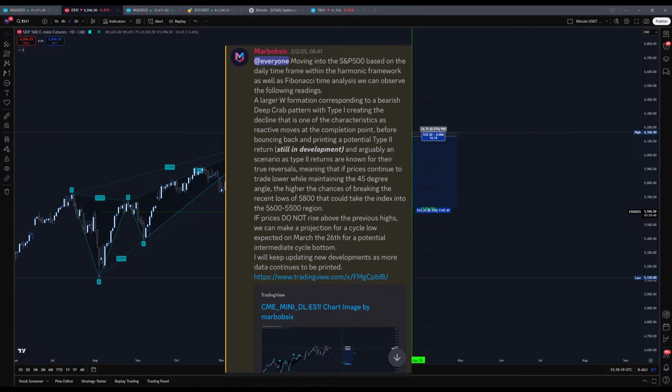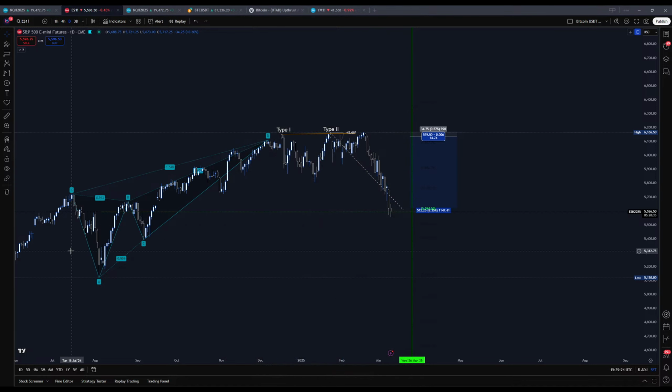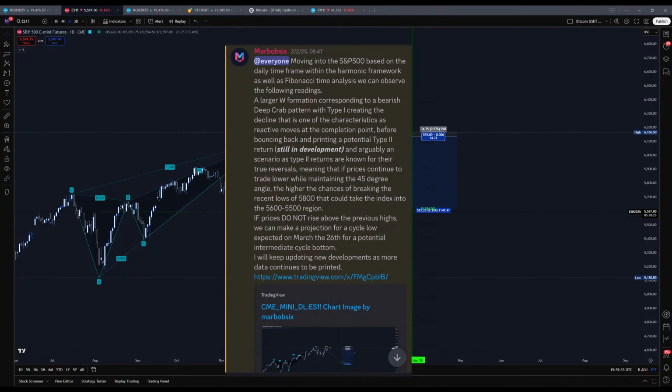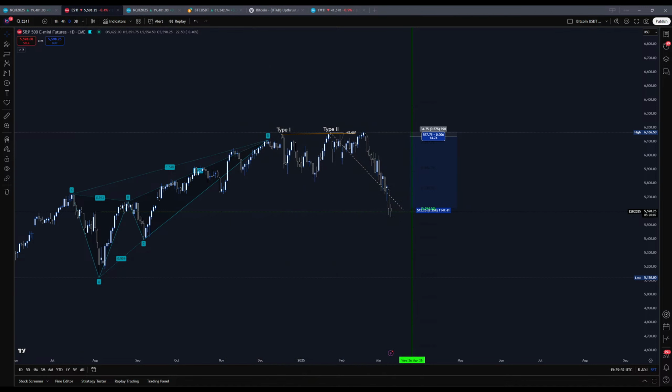A larger W formation. To keep the context in mind, the larger W formation is this pattern, okay? W, larger formation on the daily, type 1. A larger W formation corresponding to a bearish deep crab pattern with type 1. Remember, type 1 was the first reactive move, creating the decline that is one of the characteristics of reactive moves at the completion point, before bouncing back, okay?